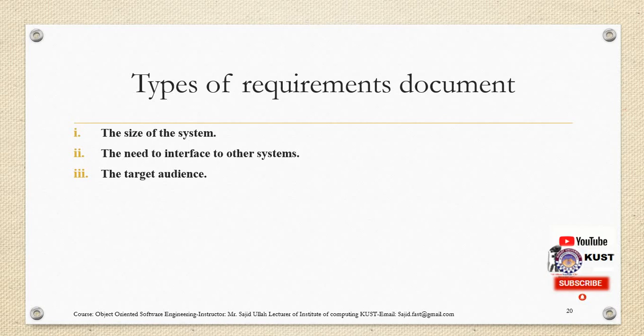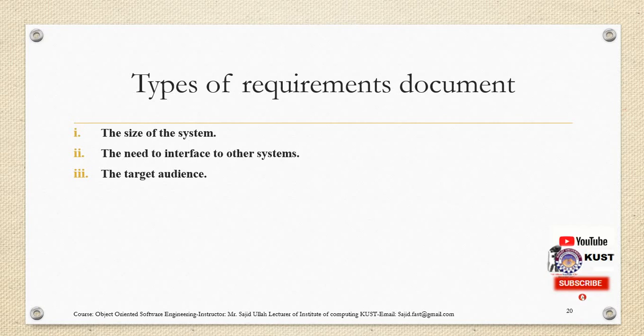The second is the need to interface to other systems. Even a small system will need to have well-described requirements if other systems or subsystems are going to use its services or communicate with it. For example, you have to specify the protocol with which client and server communicate, otherwise you will not be able to get them to work together.